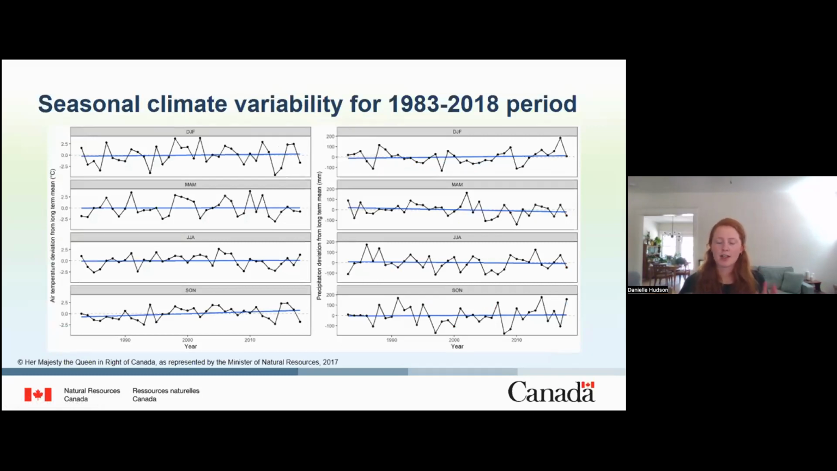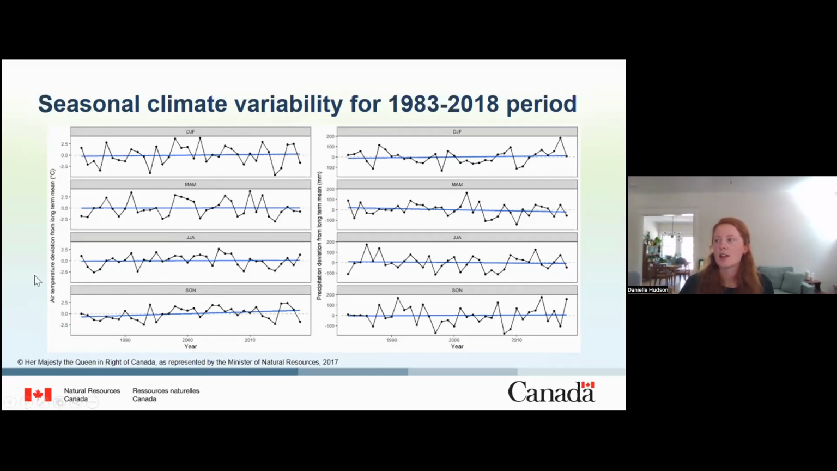Okay, before we dive into the stream temperature data, we wanted to give you an overview of the climate variability. So what you're looking at here is the seasonal mean air temperature minus the long-term seasonal mean air temperature, for example, on the left for each year. And then on the right, it's the same, the precipitation deviation from that long-term mean. And we also take a seasonal scale approach for the remainder of this talk. So we're looking at the winter, which is December, January, February, spring, March, April, May, summer, June, July, August, and fall, September, October, November.